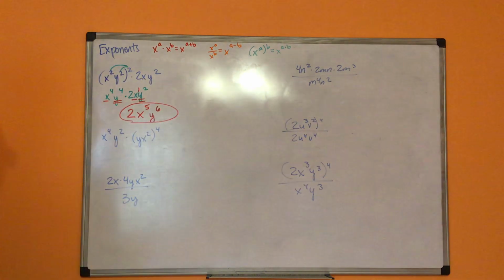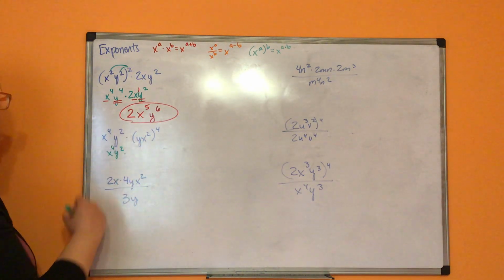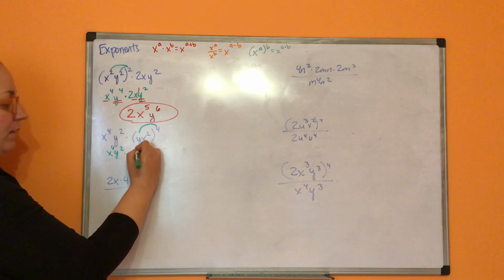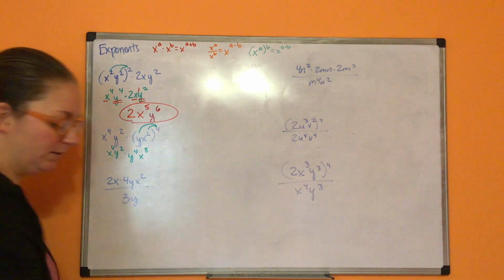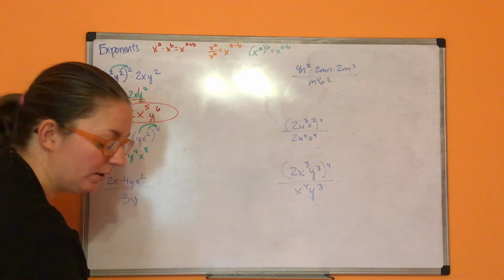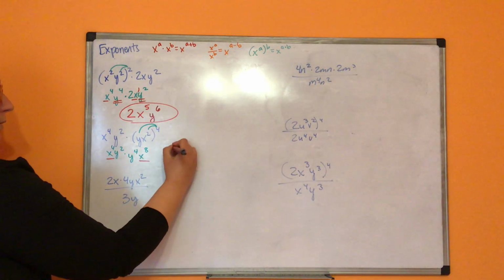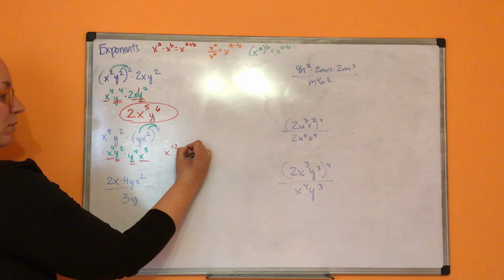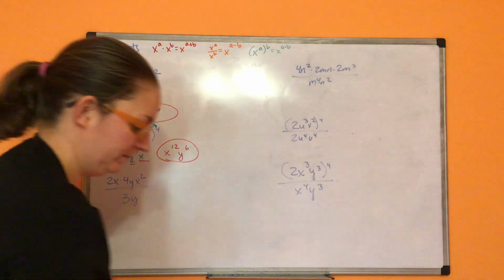Same idea with the next one, start with power to power. So I'm going to leave that beginning stuff alone. I'm just going to copy it down so I don't forget about it. This becomes y to the 4. 2 times 4 is 8, so x to the 8. Now I use my product rule to add like exponents. For x's, 4 plus 8 is 12. For y's, 2 plus 4 is 6. And that's it for that problem.